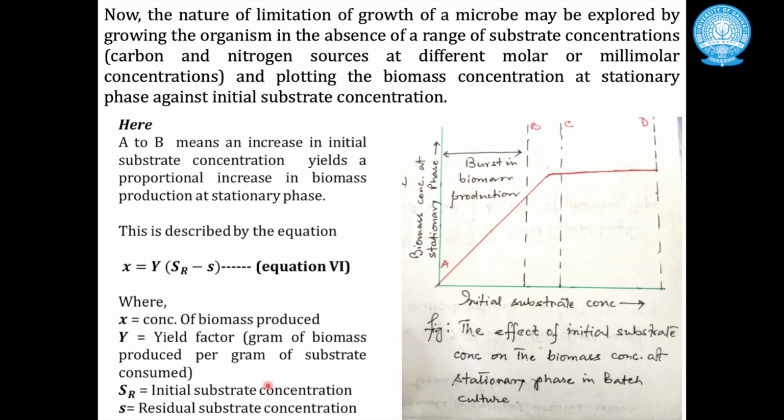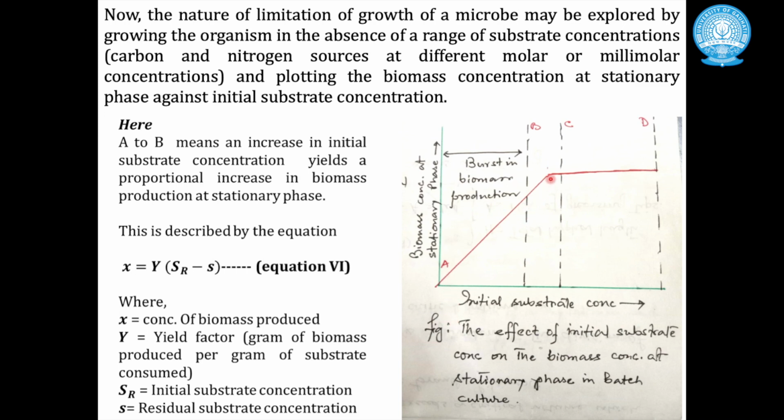Now, the nature of limitation of growth of a microbe may be explored by growing the organism over a range of substrate concentrations, like carbon and nitrogen sources at different molar or millimolar concentrations, and plotting the biomass concentration at stationary phase against initial substrate concentration. So here what you are witnessing is a graph, and here we are trying to show you the effect of initial substrate concentration on biomass concentration at stationary phase in batch culture.